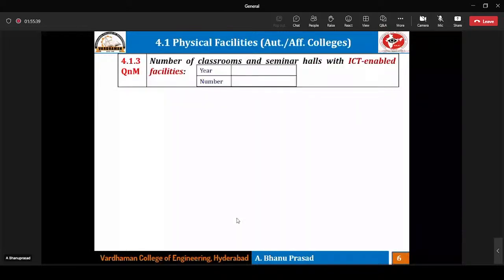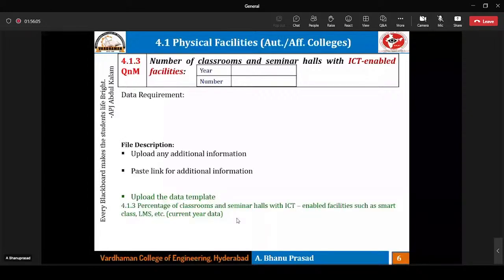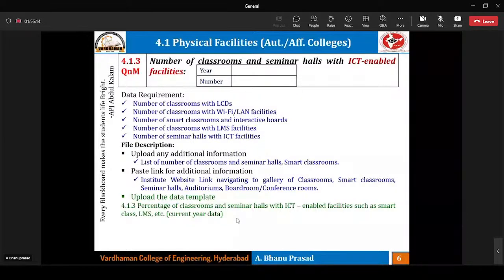Next comes the QNM, quantitative metric, the number of classrooms and seminar halls with ICT enabled facilities. As Abdul Kalam said, every blackboard makes the student's life bright. So it is the place where the actual deciding factor of the student life or future can be predicted. So it is asked for data requirement for the year, the academic year wise, and number of classrooms and seminar halls put together.